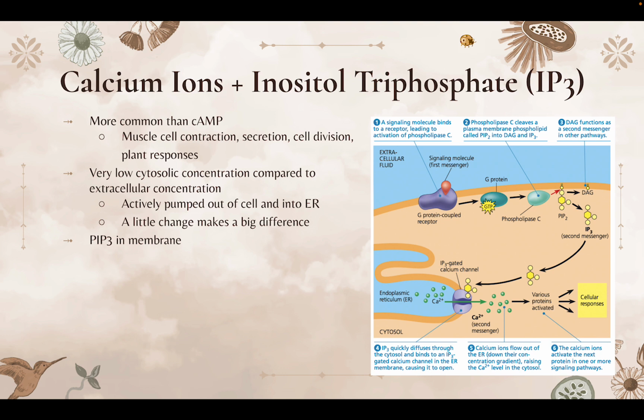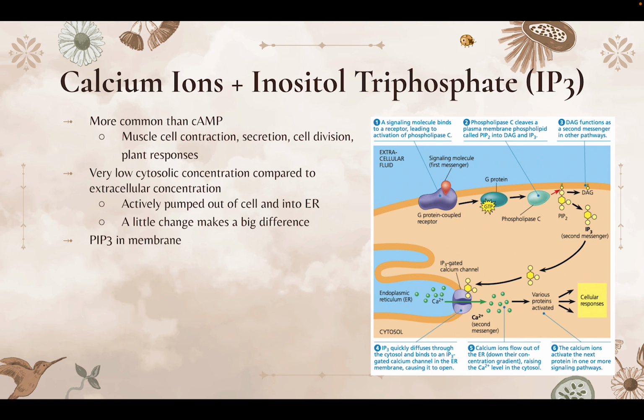So the nice thing about calcium ions that makes them really ideal for this purpose is that you have basically no calcium ions within the cytosol, but you've got a lot of them outside the cell. So it does not take a lot of calcium ions going into the cell for your cell to detect a change. And this is maintained by actively pumping calcium ions into the ER or out of the cell.